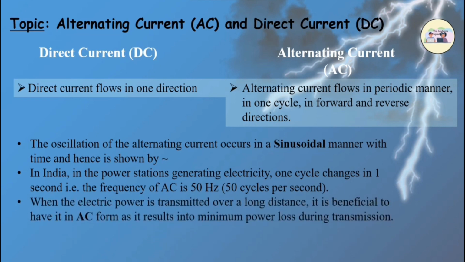When the electric power is transmitted over a long distance, it is beneficial to have it in AC form as it results in minimum power loss during transmission. The home supply is of alternating current.